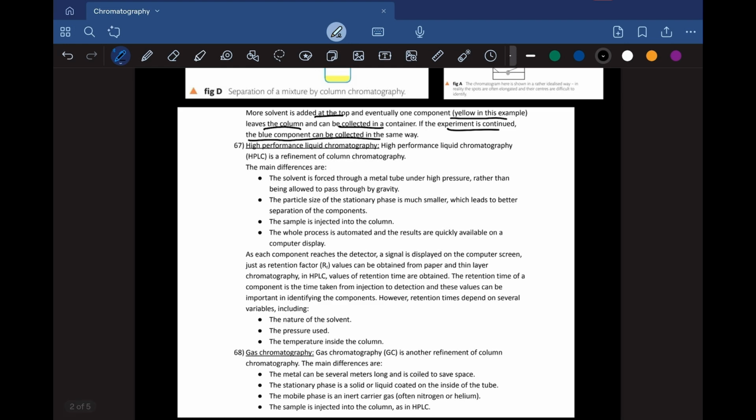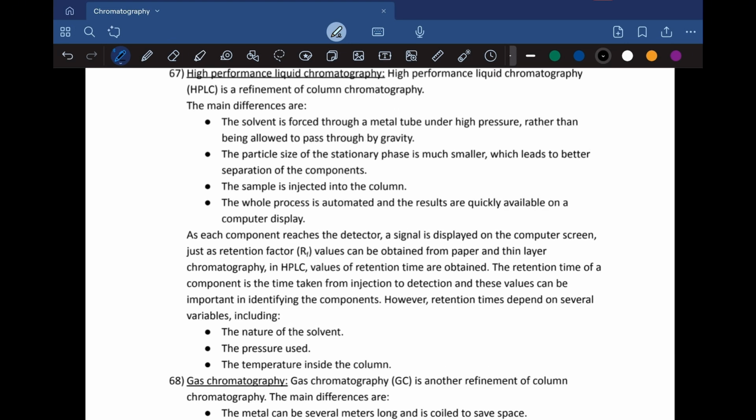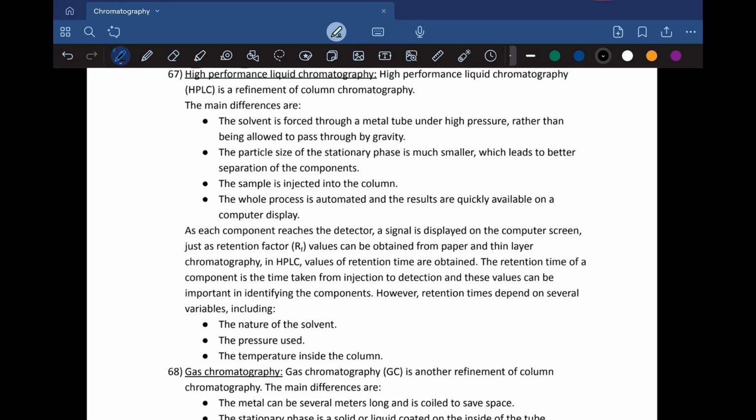Now let's go through high performance liquid chromatography. High performance liquid chromatography is exactly the same as column chromatography, but there are some exceptions because it is a bit more modern. It is a more updated version of column chromatography. High performance liquid chromatography is a refinement of column chromatography.